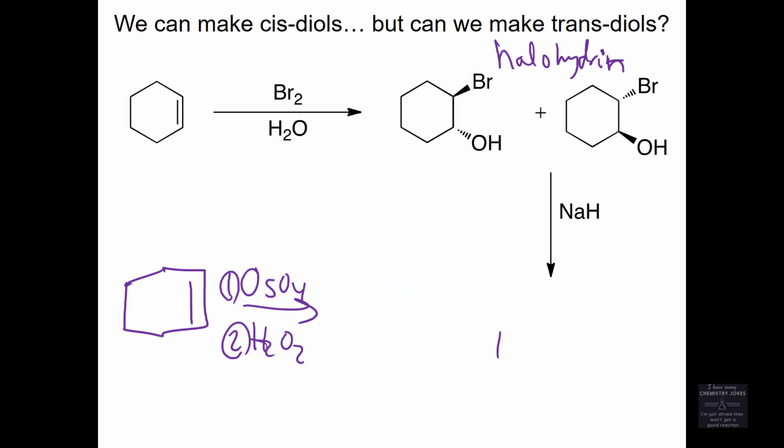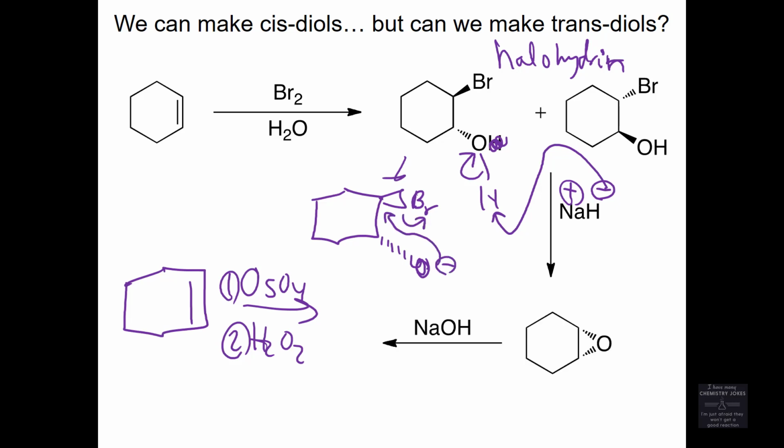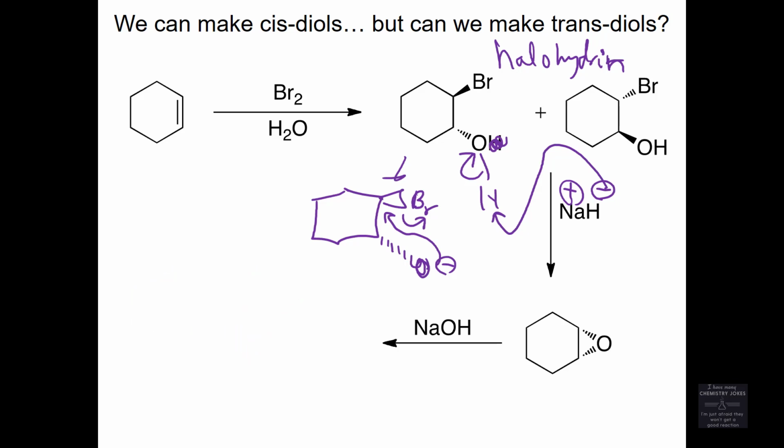Add NaH to those enantiomers, and what do I get? I get an O minus. NaH is a base. I'm doing an acid base. That O minus then does an intramolecular SN2, like that, to give me this little epoxide down in the corner.